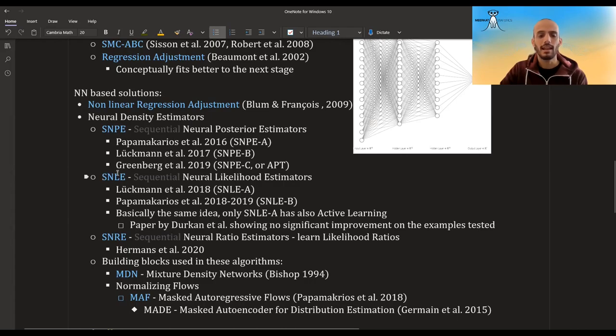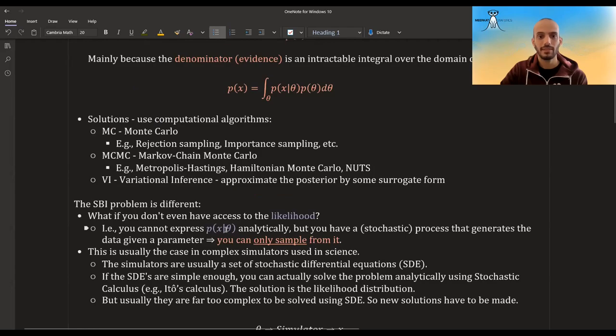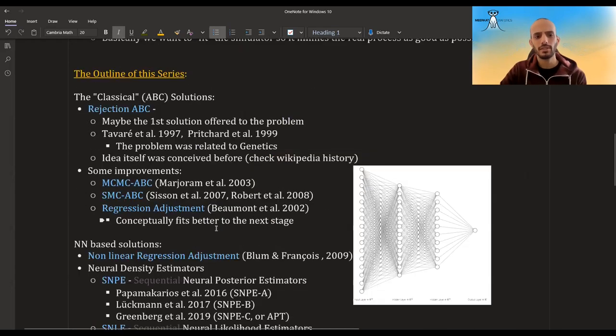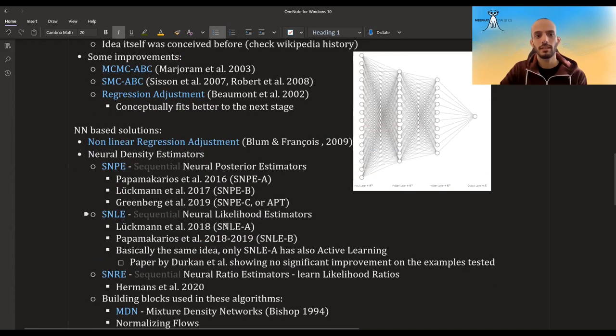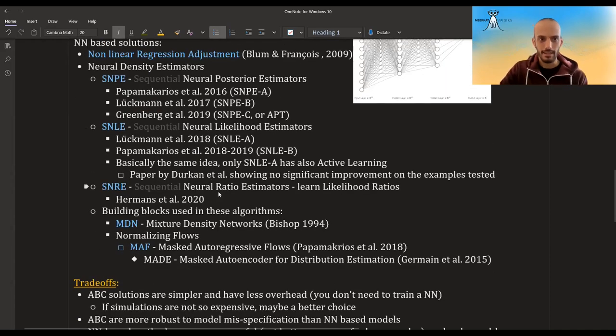Another option is approximating the likelihood. So we don't have this analytical form of the likelihood, we don't have this distribution. Why don't we just try to fit a distribution using a neural network, a neural density estimator, to this likelihood? So this is what this other class of algorithms does.